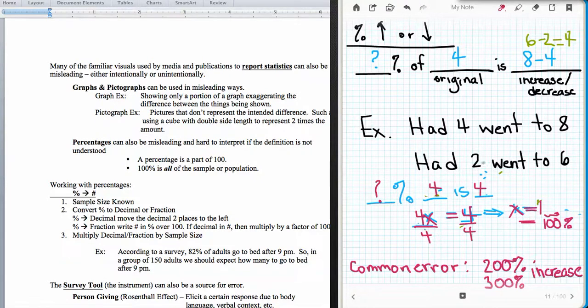Now the same thing can be true of the 2. So 6 minus 2 is 4. So if we went from 2 to 6, we had an increase of 4. And what you see in this is x is equal to 2. And that gives us a 200% increase, not the 300% that we thought that we might have. So those are where we have some issues there.